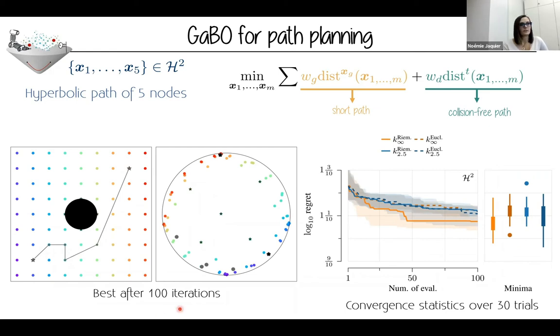In terms of convergence statistics, you see in that case that the Riemannian SE kernel, the orange one, is outperforming all the others. In that case, the Riemannian Matern kernel performs more or less like the Euclidean counterparts. So this is for that specific problem, basically, where the squared exponential kernel is performing better.